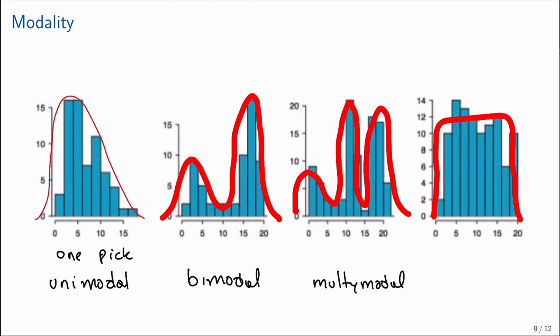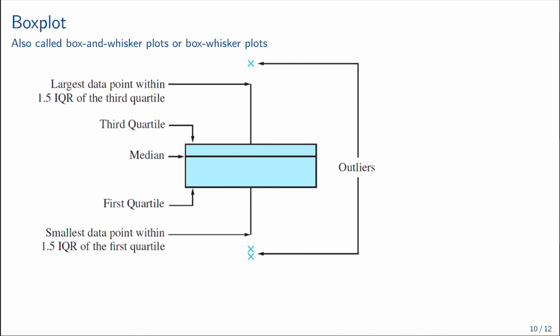And the last case is uniform. Okay. Finally, let's look into something that is called the boxplot. Boxplots are a very useful way of plotting information because it concentrates a lot of information.